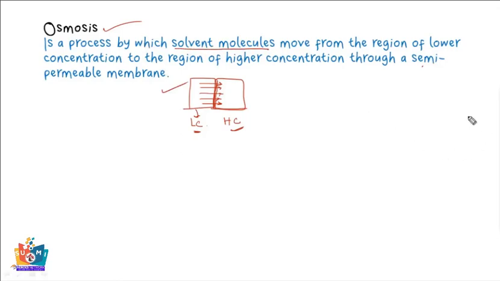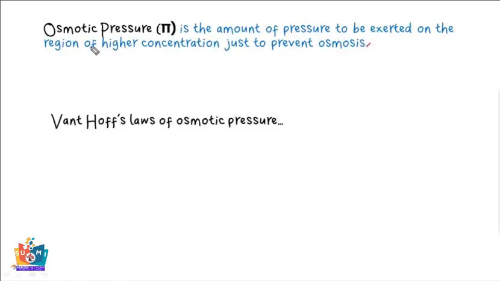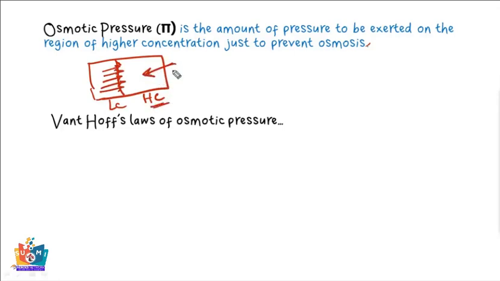Now osmosis will be followed by osmotic pressure. Now let us try to understand osmotic pressure. Now there are two regions, one is the lower concentration region and the other is the higher concentration region. Solvent molecules are moving from the region of lower concentration to the region of higher concentration. To stop this movement, you have to apply an external pressure on the region of higher concentration. But that should not be too high or too low. It should be just enough to prevent osmosis. That pressure exerted on the region of higher concentration is termed as osmotic pressure. This is represented by pi.